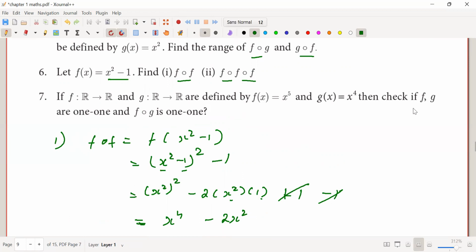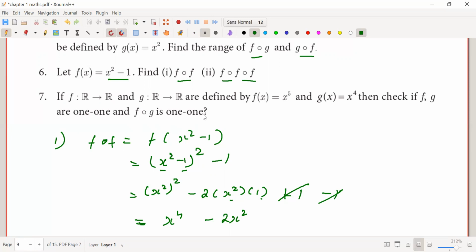Then, check if f, g are 1 to 1 and whether f of g is 1 to 1. First we have to check whether f is 1 to 1, g is 1 to 1, and then f of g is 1 to 1. How to find it? First, you can substitute in f of g. First, you have to find f of g and g of f. With the arrow diagram, we can. So we have to work at least some questions to find whether this is 1 to 1 or not.